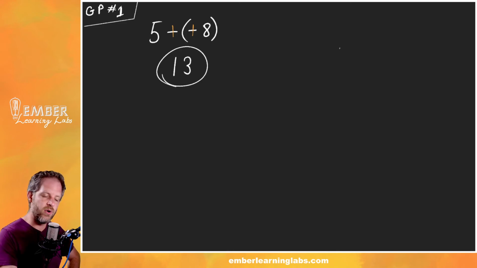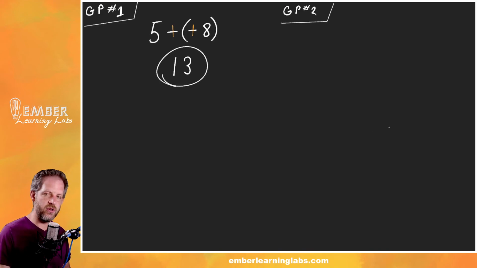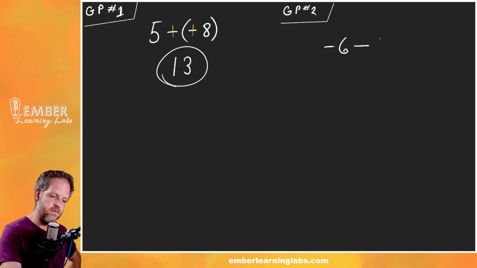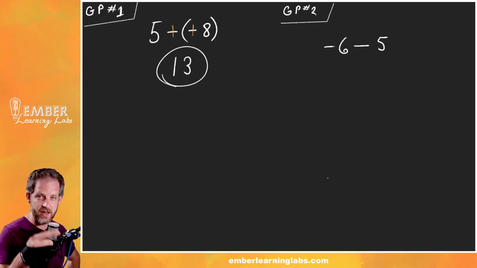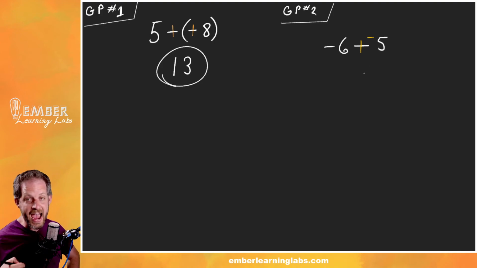All right, let's do one more guided practice, maybe two more. Let's do a GP number 2. Okay, GP number 2 is going to be -6 minus 5. Pause the video, come back. All right, now that you're back, if you didn't make a mistake on this one, you would have ka-chinked it. It turns into same sign again, right? Because we got -6, -5, so we're going to add and keep the sign.